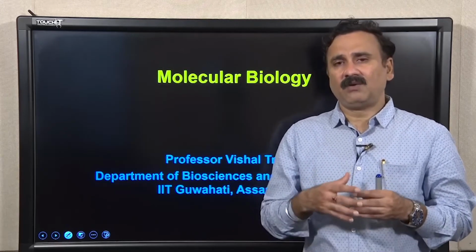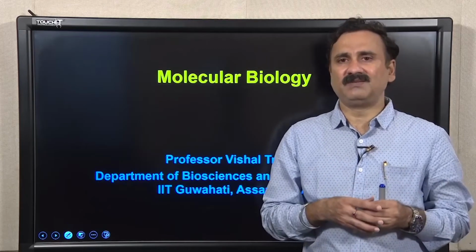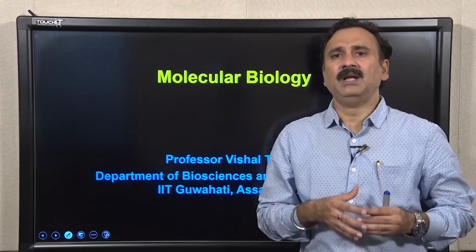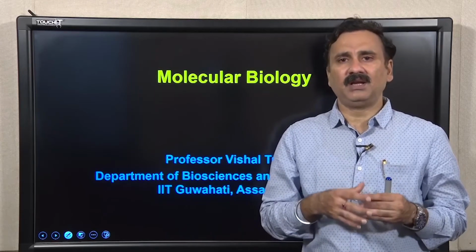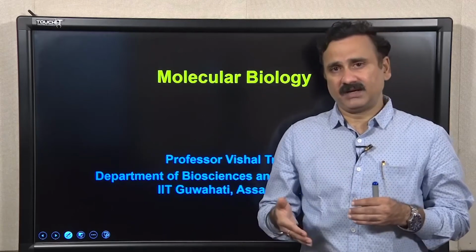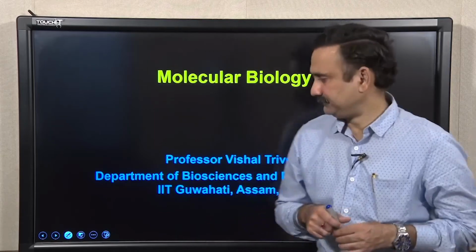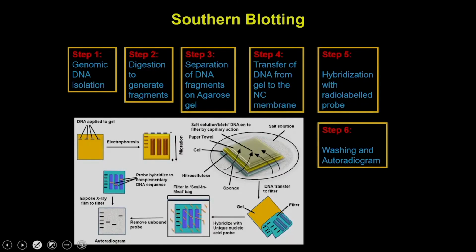So, the southern blotting that we are going to discuss today is very close or very similar to what we have discussed for the northern blotting, except that the southern blotting is a technique where you are going to detect the gene instead of the messenger RNA. So, let us see what are the different steps we have in the southern blotting. In the southern blotting you have 6 steps.